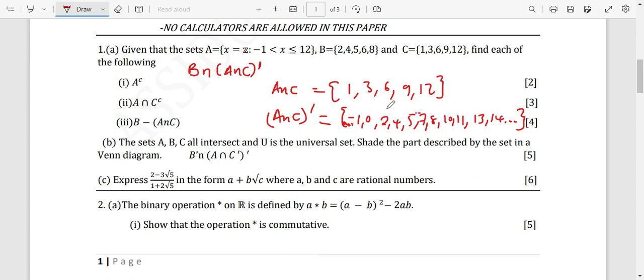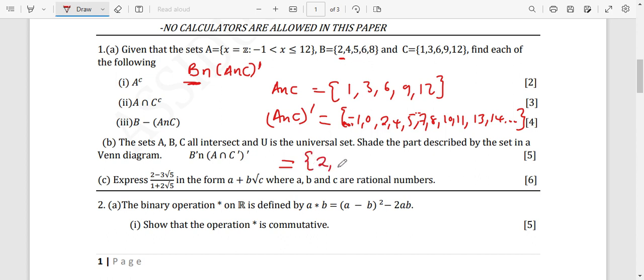Now we want where this set I've listed here is intersecting or meeting with the set B. What is common between it and the set B? So now I can write the answer for B minus A intersect C. In B you can see 2. Also in this set I've listed you can see a 2.